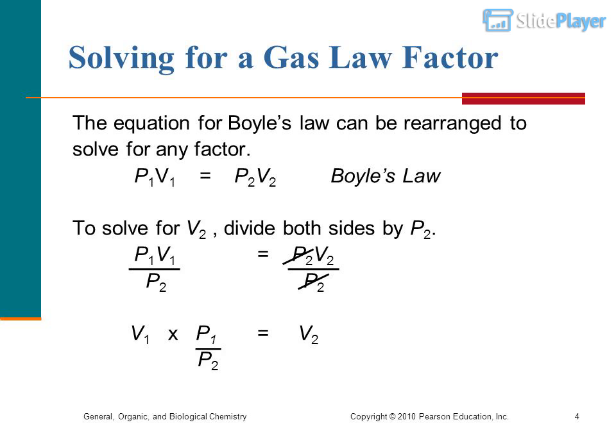Solving for a gas law factor. The equation for Boyle's law can be rearranged to solve for any factor. P1V1 equals P2V2. To solve for V2, divide both sides by P2. V2 equals V1 times P1 over P2.